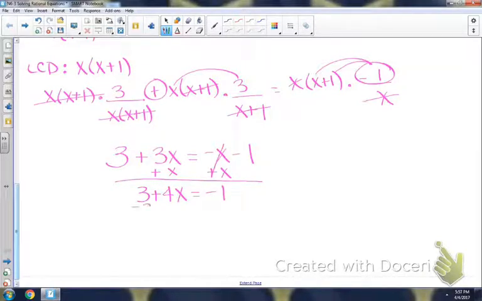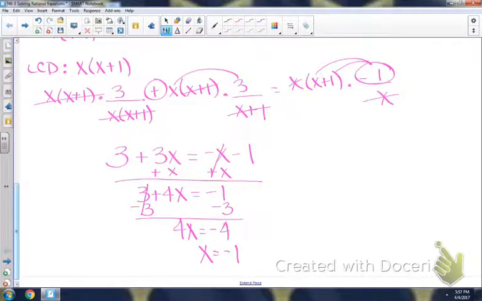And then we'll subtract 3. So you get 4x equals negative 4. So x would equal negative 1. So anytime you're solving a rational equation, you have fractions.